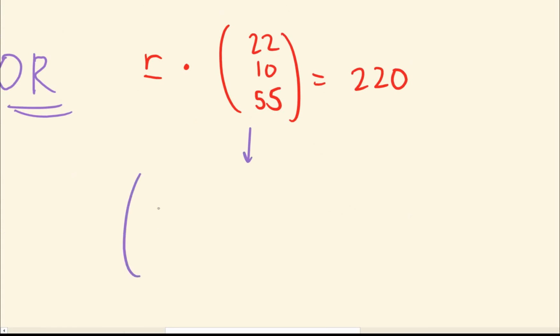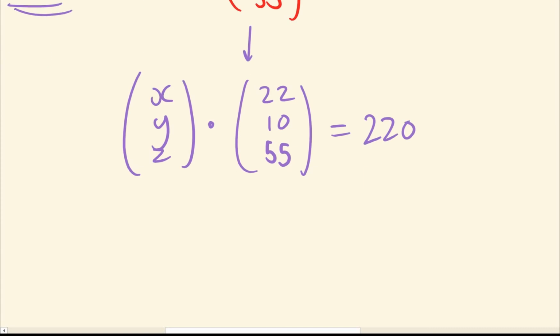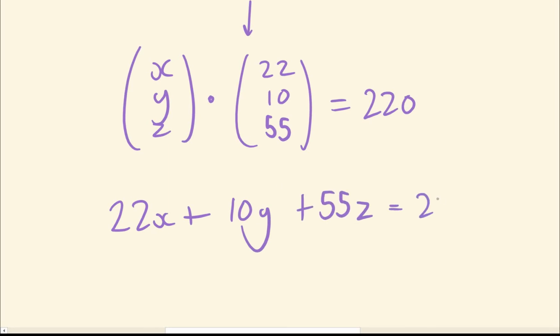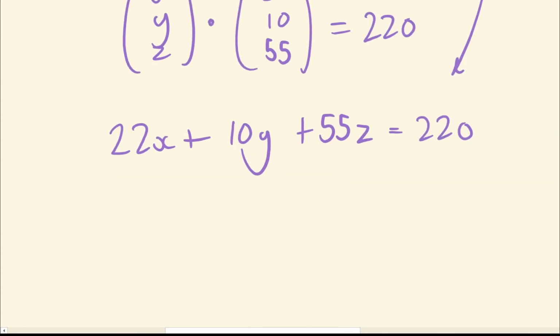What I just said is R can be any coordinate of x, y, and z, and I can change that. Now I've got a dot product here, and we can work out this dot product. We do 22 times x, which is 22x, plus 10y, plus 55z. And this is the exact same vector equation as this. All I've done is expand out my dot product.